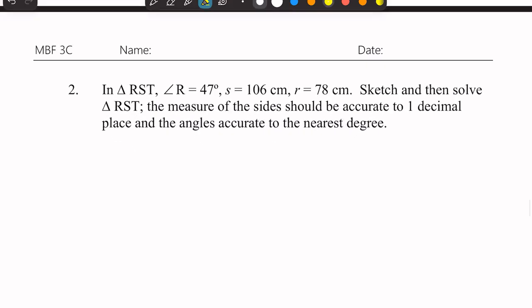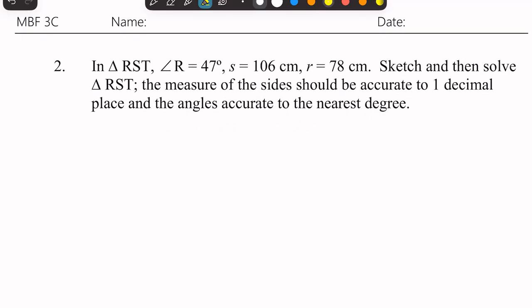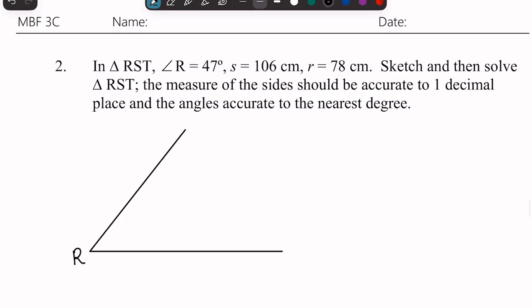In triangle RST, we have the following values: sketch and solve. So we start off with the angle. It's definitely easiest to do that with angle R. So I usually start off with a horizontal piece, and then angle R is 47 degrees. It's quite steep actually. So we'll label that up, angle R, 47 degrees, and that's good.